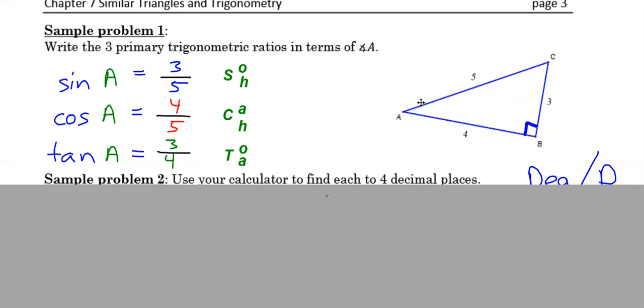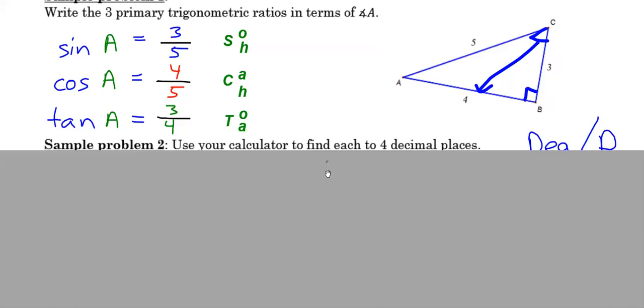Now, if that angle happened to have a measurement like 23 degrees, then we would write sine 23 degrees, cosine 23 degrees, and so on. And also the other important thing is if we were referring to angle C, then opposite C would be 4. So then these ratios would be different. So that's important to note.